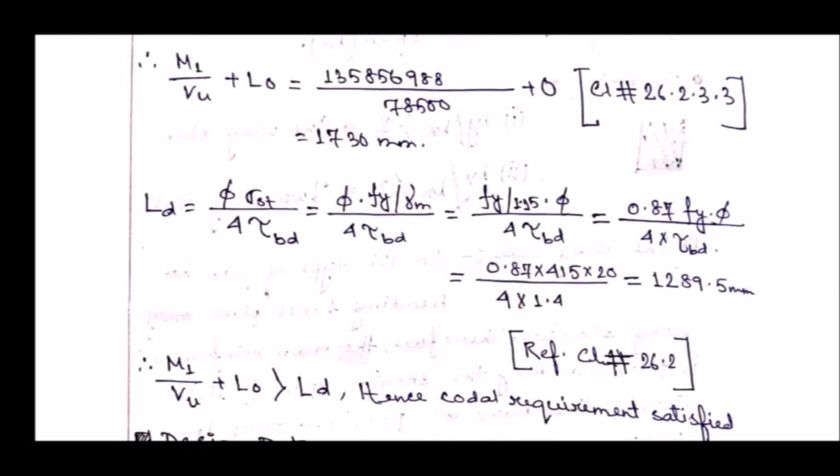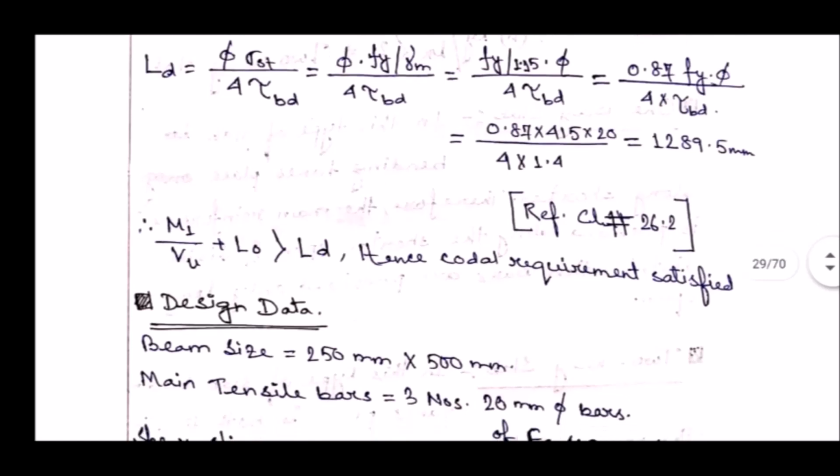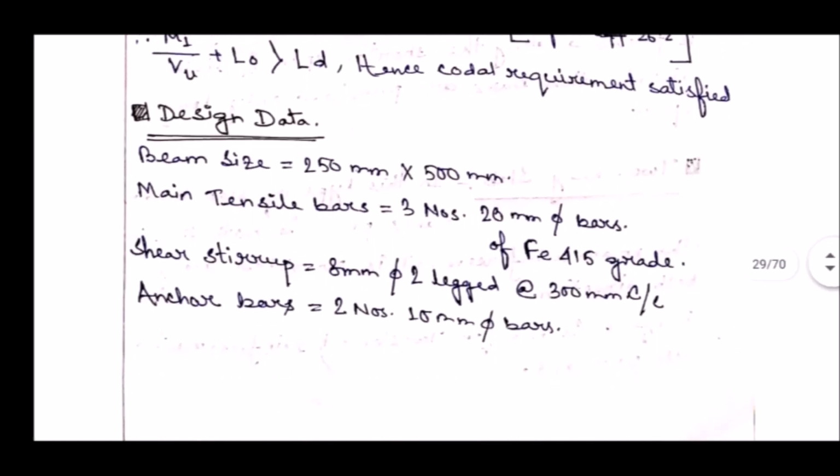M1 by Vu plus L0 is greater than Ld, hence the codal requirement is satisfied. That means it is also safe and okay in the development length check. So the design is complete. Now we have to write out ultimately the design data we have got from this design after all checking is completed. Here is the design data.